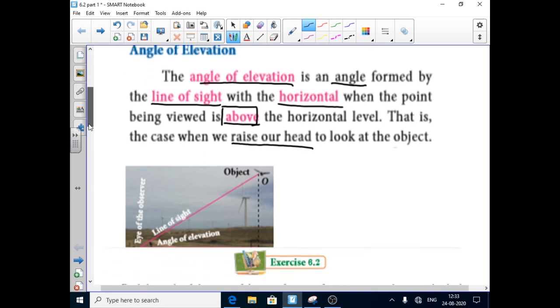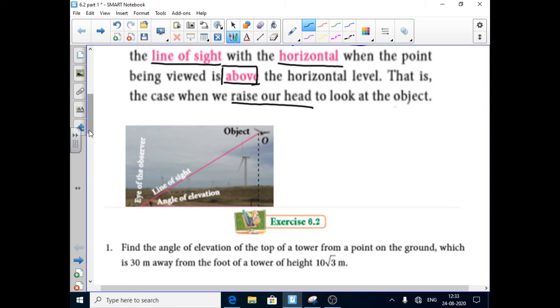So here they give one diagram. In this diagram, this is the object, and this is the eye of the observer. If we join these two points, we get the line of sight. The line between the observer's eye and the object is the line of sight. The line drawn straight from the observer's eye is called the horizontal line. So this is the horizontal line.